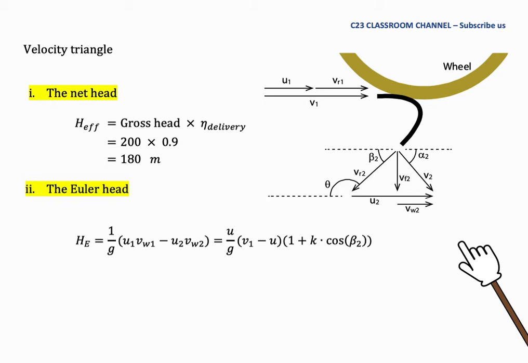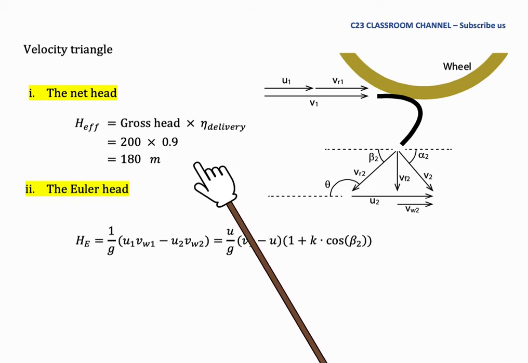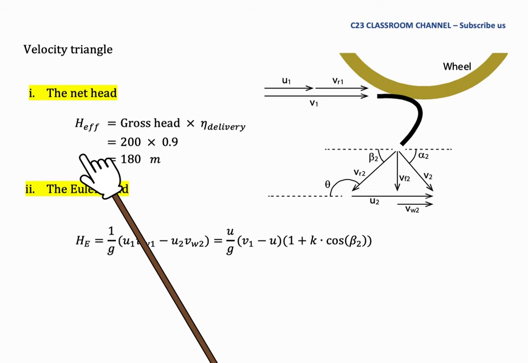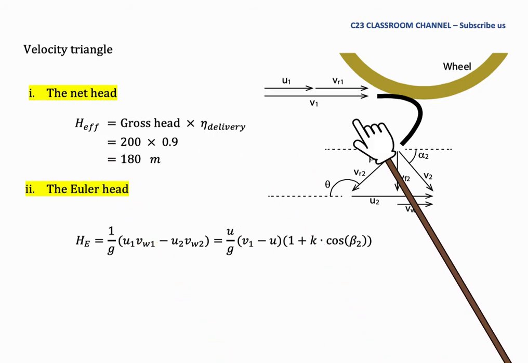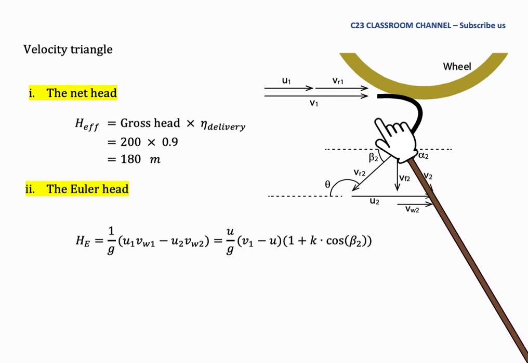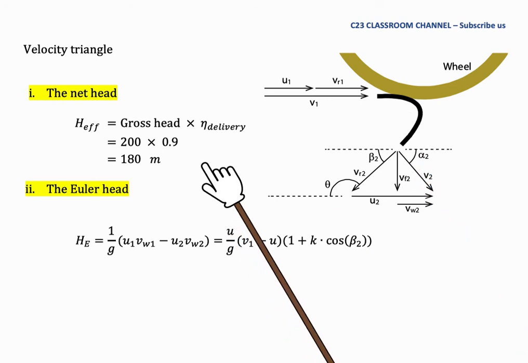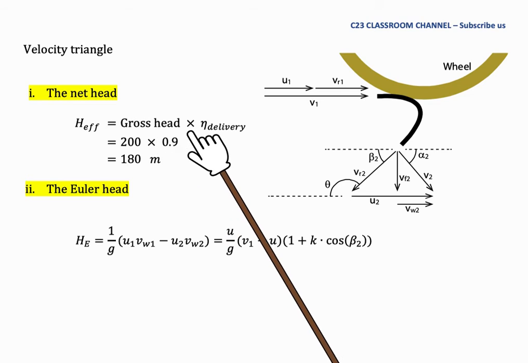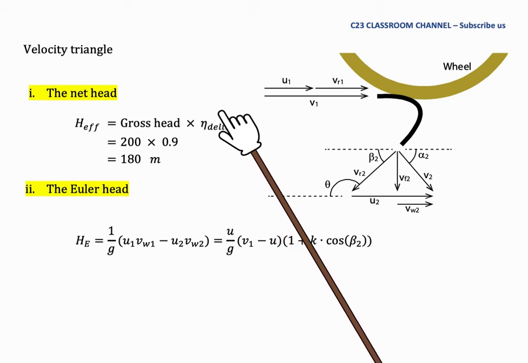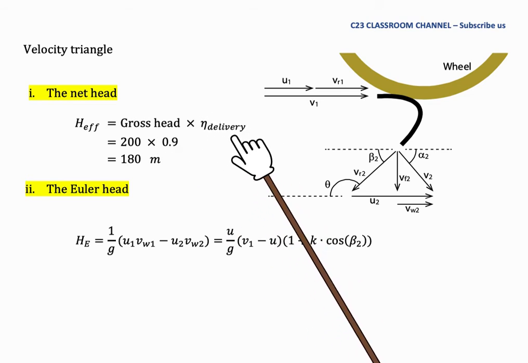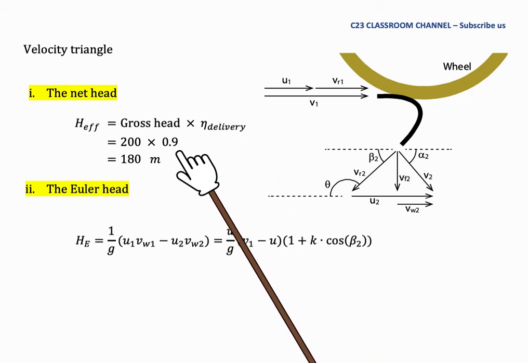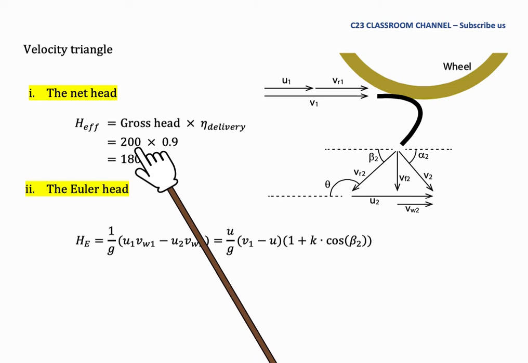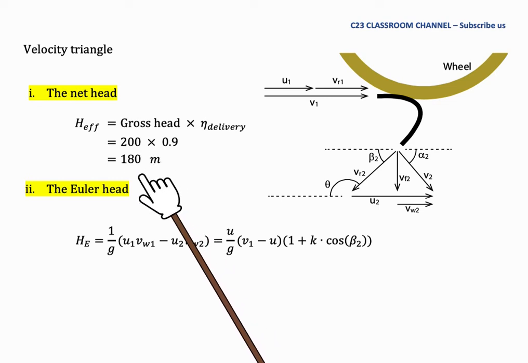First, we are calculating the net head. The net head is the effective head that hits the Pelton wheel here. So it can be calculated by using the gross head times the efficiency of the delivery pipe. From the question, we know that the efficiency of pipe is 0.9. So from 200 meters, the effective head becomes 180 meters.